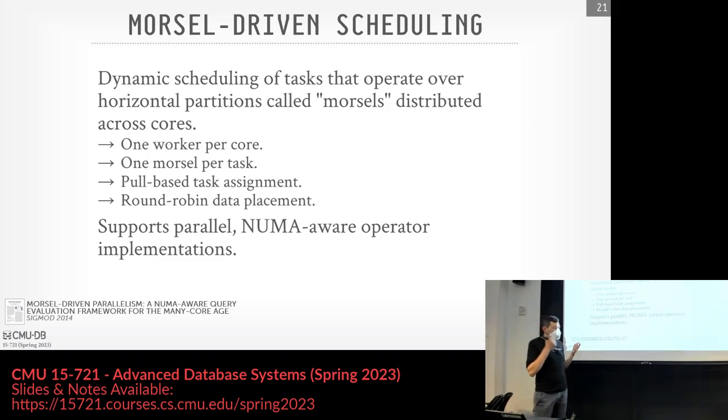I don't know what they said in this paper, but it's like 100,000 tuples. It's based on the number of tuples. A morsel is defined as a fixed number of tuples, so you have even-sized morsels for a table. You're going to have one worker per core, and they're going to pin it to the core so that only that worker can run on that core. You have one morsel per task. You do a pull-based assignment where the workers are going to go look in a queue and try to figure out what's the next thing I should run. And they're just going to do round-robin data placement for the tables.